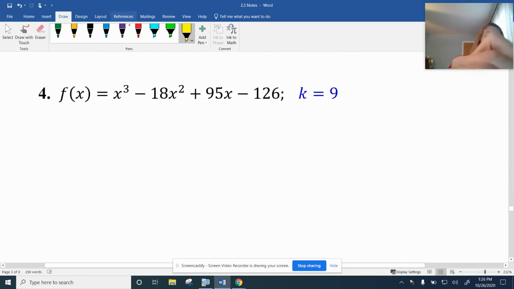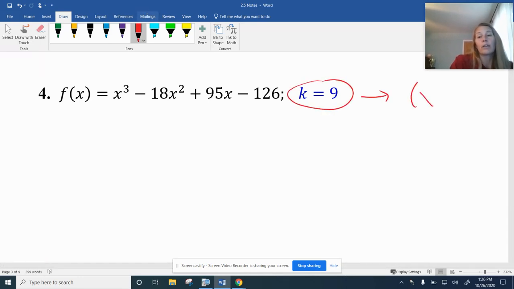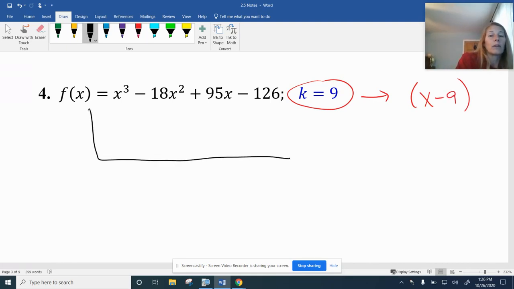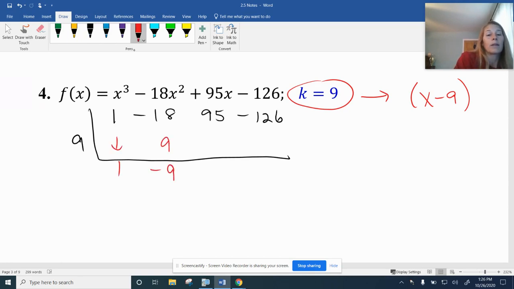All right, number 4. So my first one here tells me that I have a potential factor of x minus 9. So I'm going to use my grid. I'm going to try to divide out that 9 and see if I get a 0 for my remainder, and that will confirm it for me. So I bring down my 1, times 9, negative 9. That gives me negative 81, which is, I believe, 14. And then 9 times 14, let's see, I think that's 126 actually.